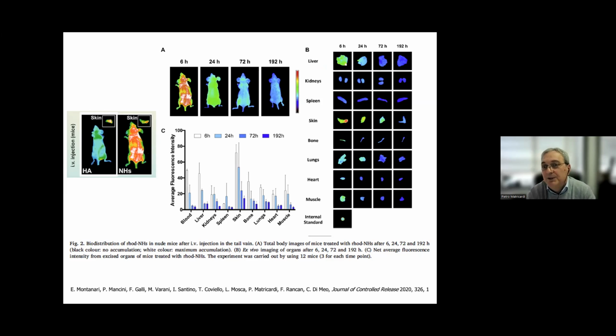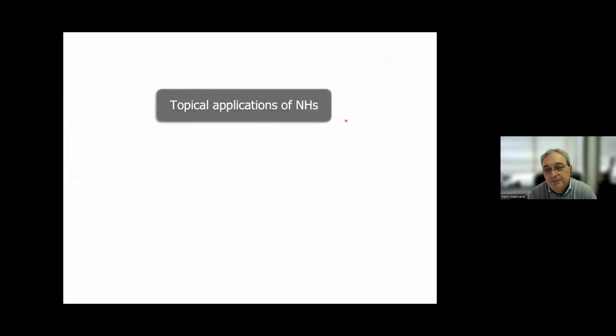We are working on this research line, and the next step will be the study of the nanogels loaded with an antibiotic in mice that are infected by Staphylococcus aureus. So the topical application of nanogels is very effective and is very promising.